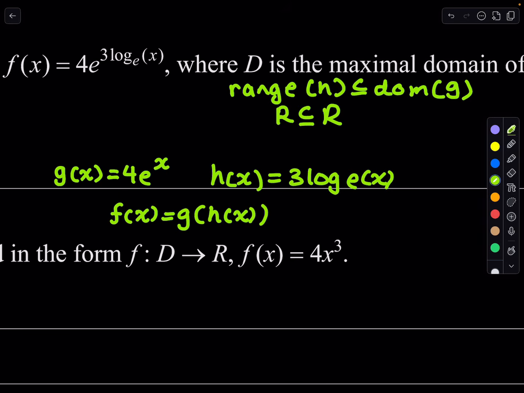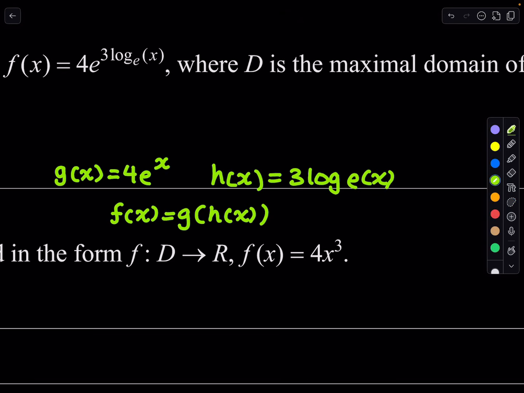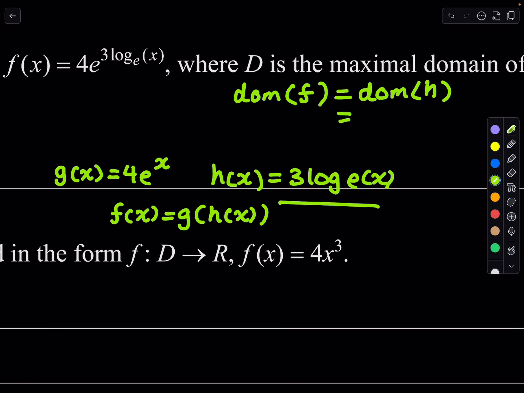Now, we know all reals is a subset of all reals. Perfect. So this actually exists as a thing. And if it exists, remember that the domain of the composite function, basically f of x in this case, is just equal to the domain of the inner function, and the inner function is h, which is basically what? Well, we know the inner function is this. What's the domain of this?